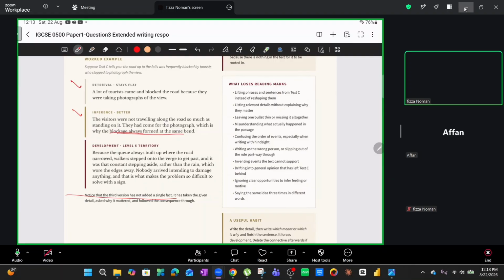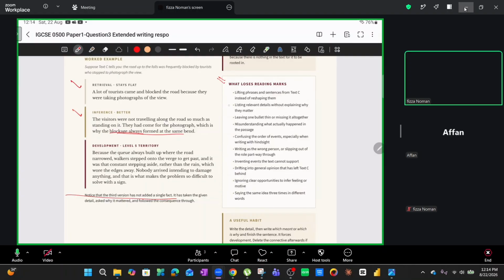So this is exactly what we will be building on these skills in paper 1, question 3. Now, why do we lose marks? Reading marks, basically. We only lift phrases and sentences from text C instead of reshaping them. Even if we reshape, we get points only to some extent.